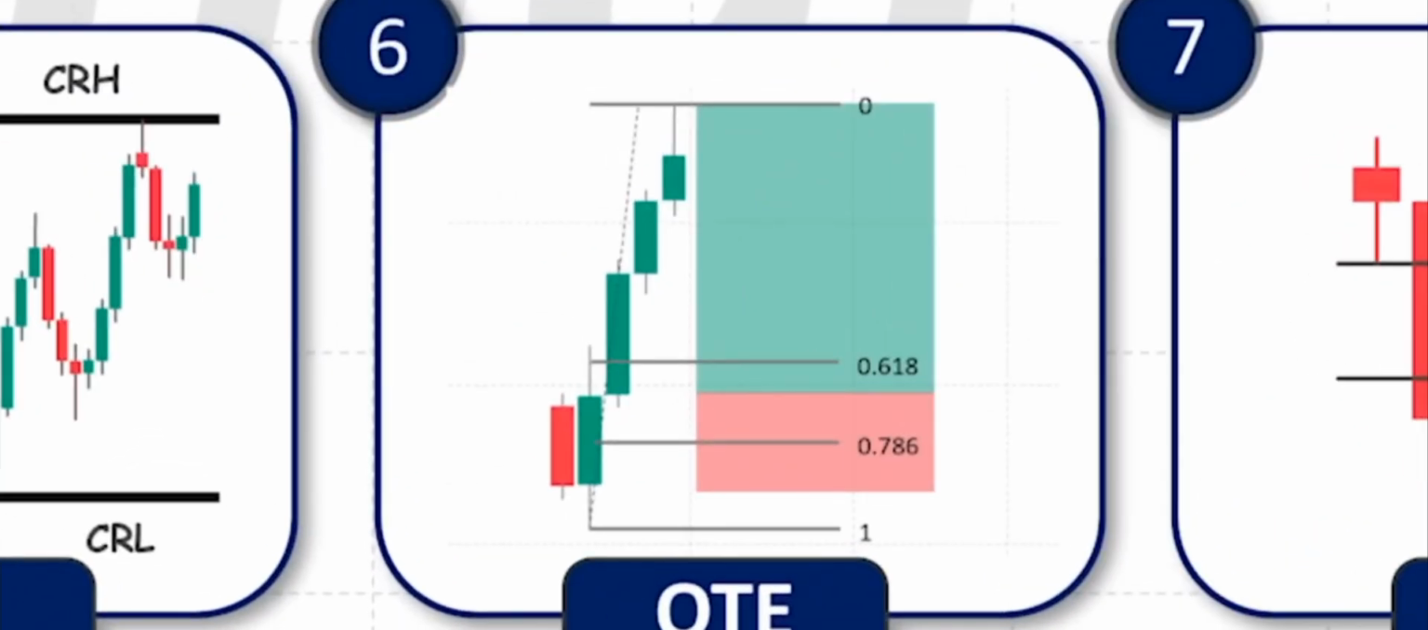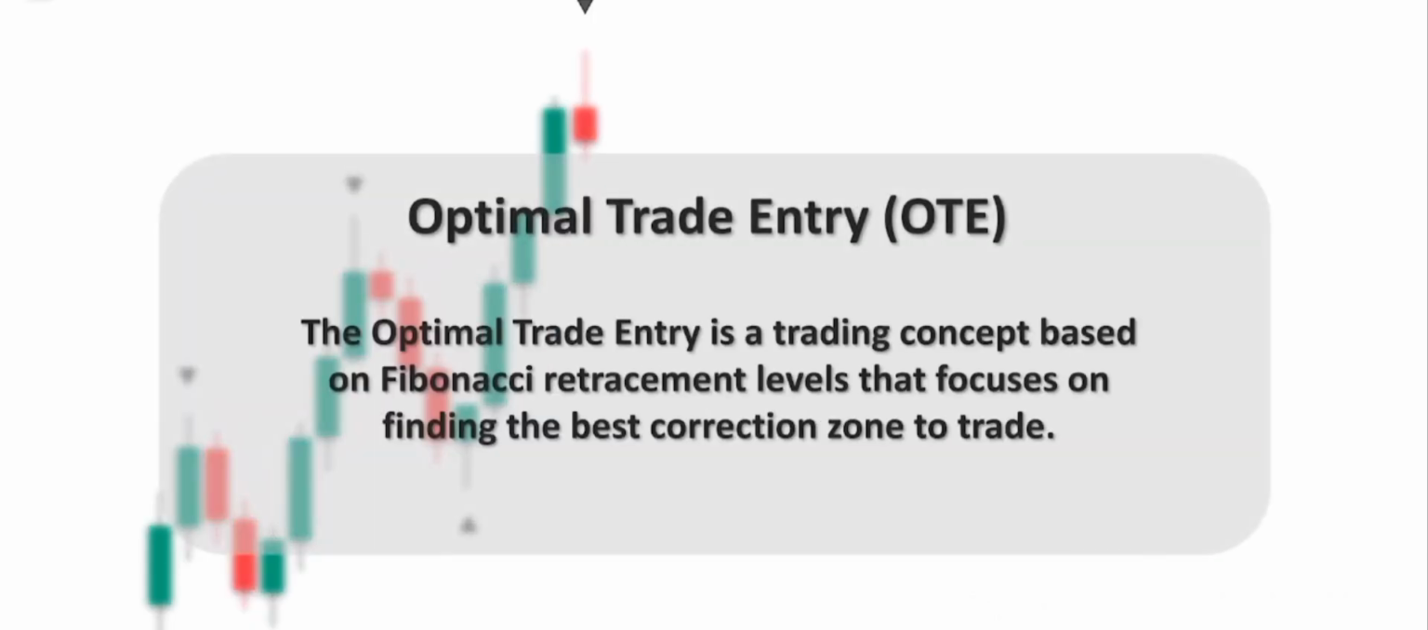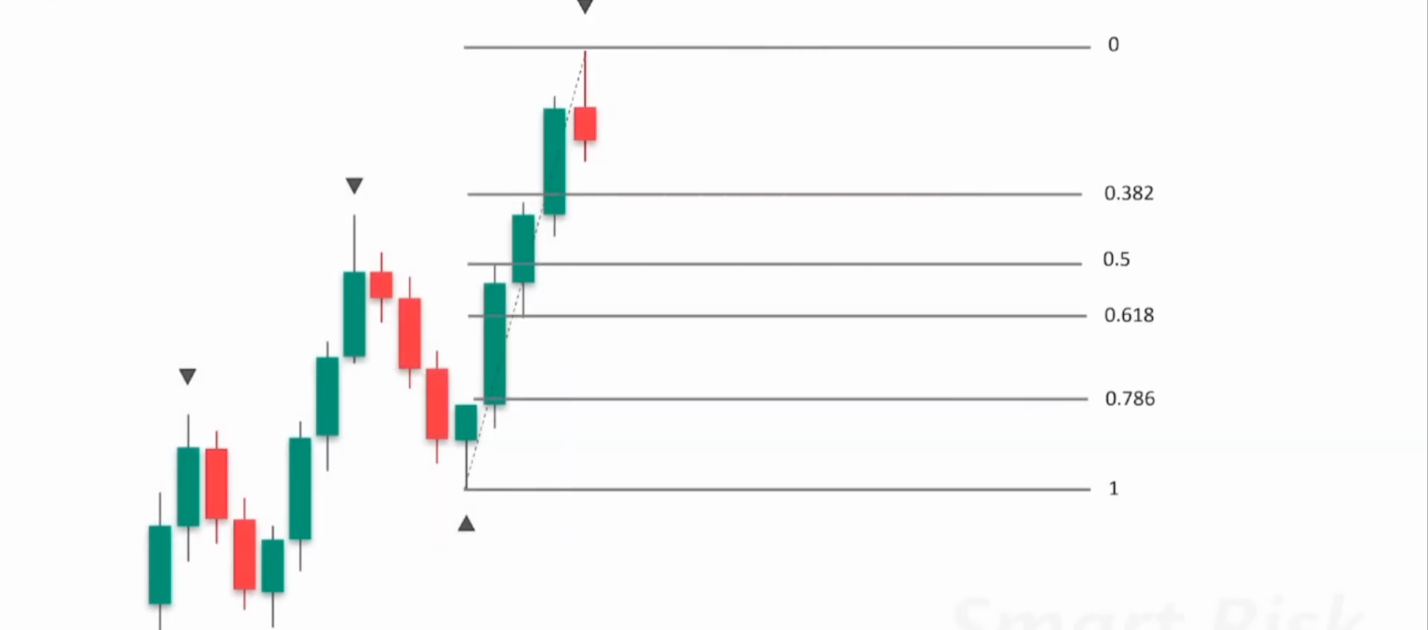Number 6. Optimal trade entry. The optimal trade entry, OTE, is a trading concept based on Fibonacci retracement levels that focuses on finding the best correction zone to trade. In a bullish scenario, we apply the Fibonacci levels from the start of the swing low to the recent swing high to find the best entry zone.